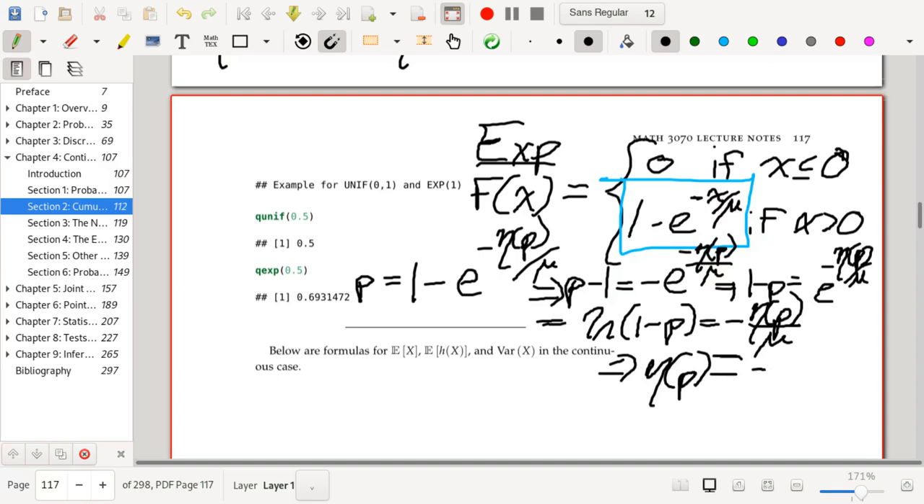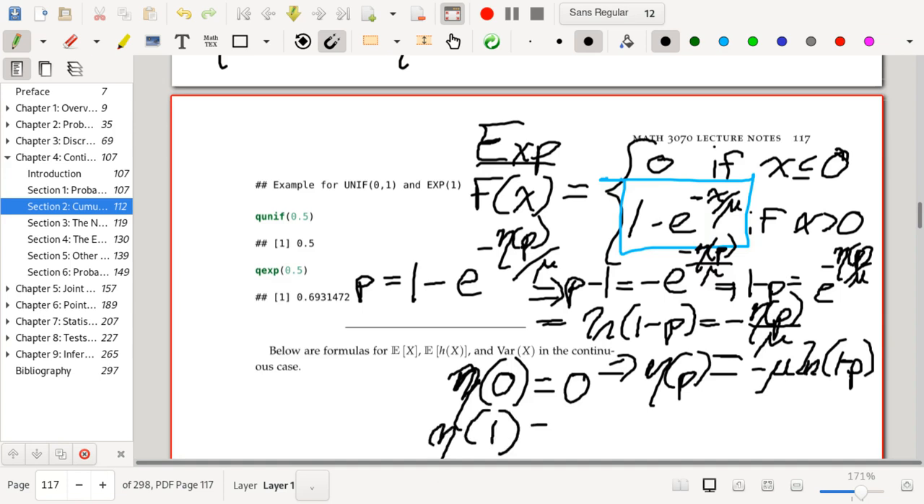And by the way, ln of 1 minus P is the log of a number that's less than 1, so it's a number that's less than 0. So you're going to have a negative times a negative, which is going to be a positive. Therefore, the quantile function is going to be positive. And we could just say, basically by definition, eta of 0 is equal to 0, which represents the minimum number this random variable could take, and eta of 1 is equal to infinity, since this random variable is unbounded.